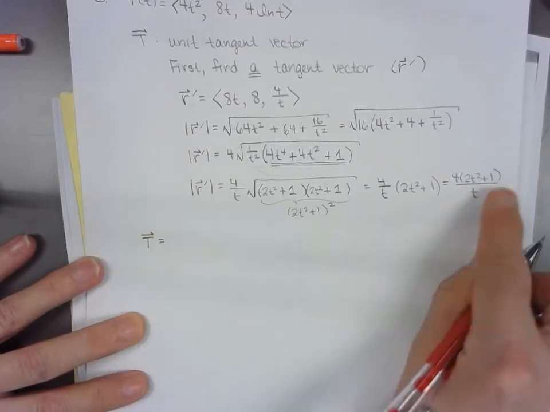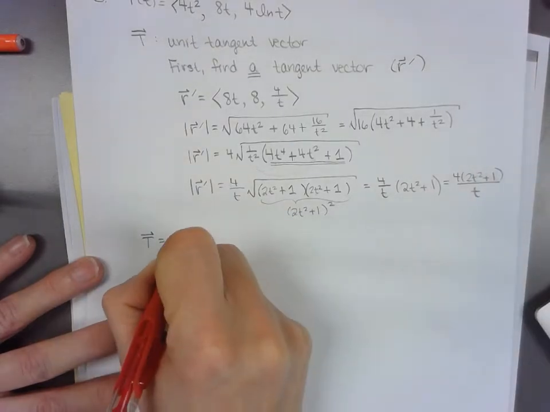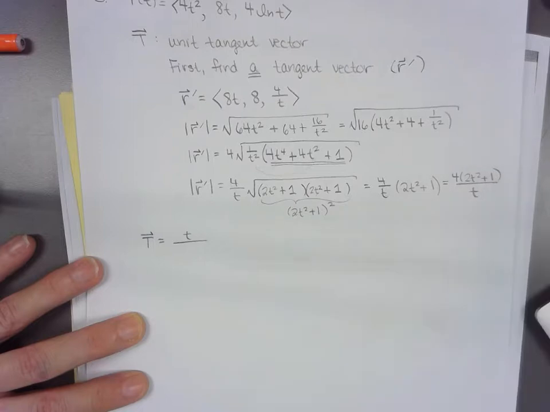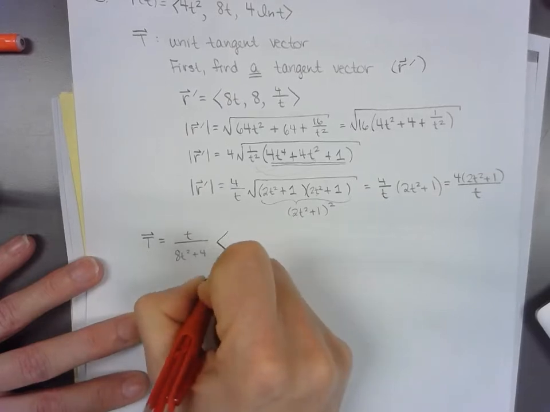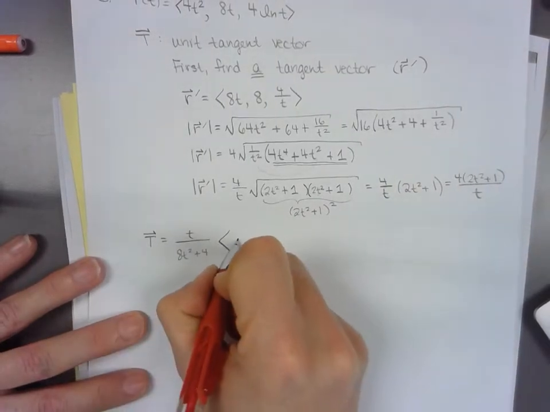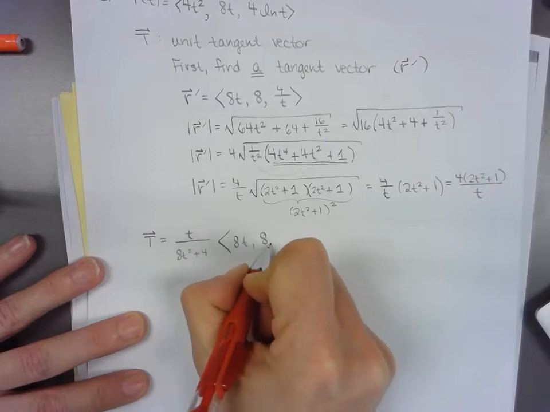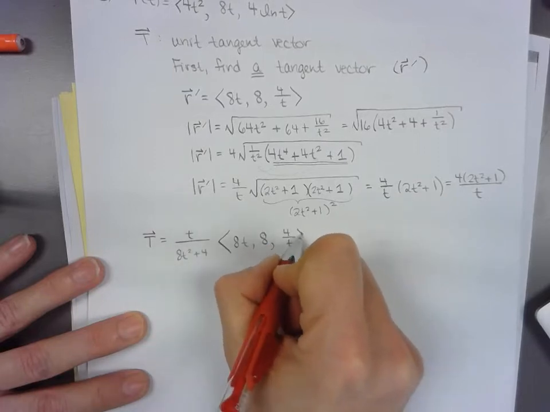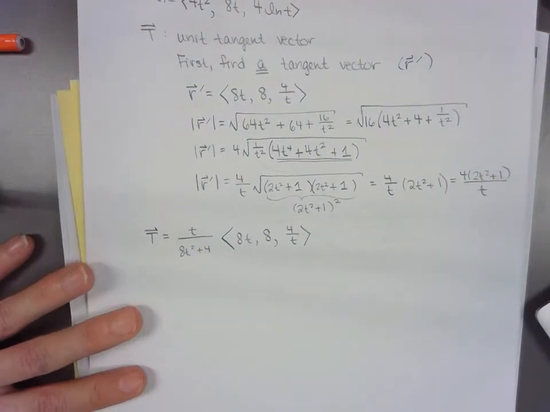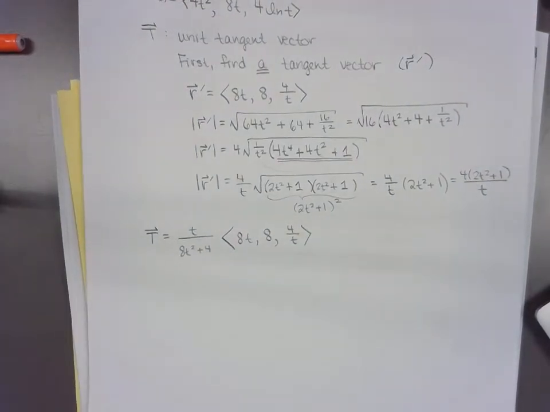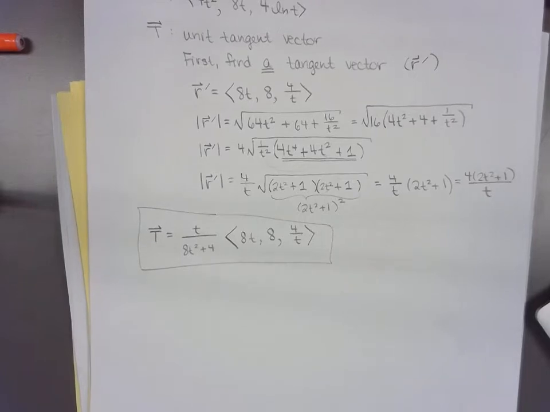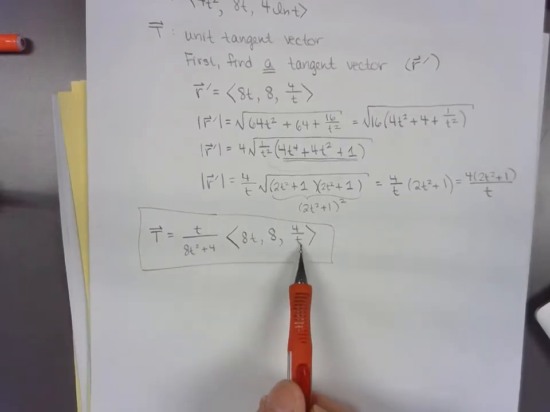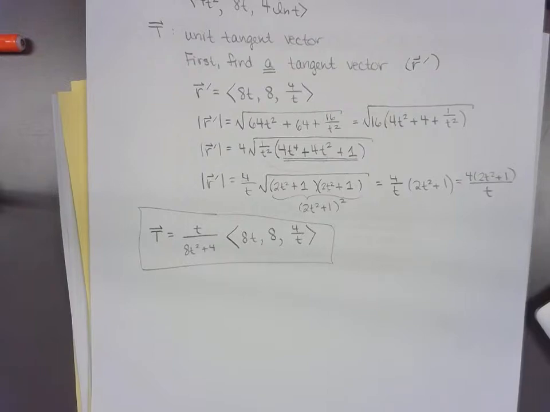Okay, so now t is 1 over r prime. So 1 over this fraction is just the reciprocal, right? So we just get t over, I think I'll just go ahead and distribute the 4. So 8t squared plus 4, times r prime, which is 8t, 4 over t. And if you want, you can distribute through. This is our answer for t. The only one that really simplifies nicely is the third component, because you can cancel a t, but you can't really cancel the others, so you accept that. Oh yeah, this is fine.